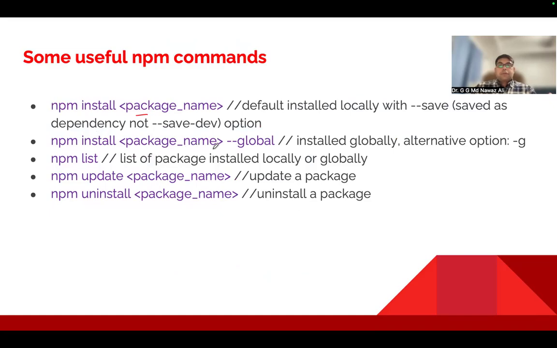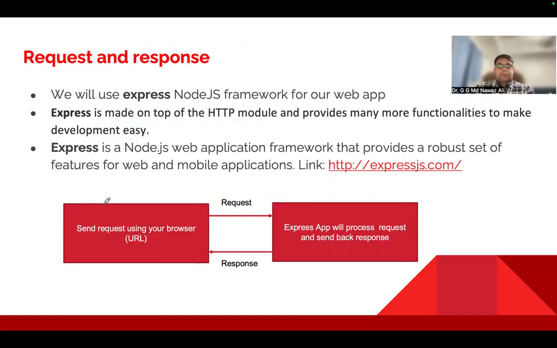If you install globally, that's the global option. You can see what packages you have installed with the npm list command, although you can also see it from the JSON file. If you want to update a package, you write npm update and the package name. If you want to uninstall a package, you write npm uninstall package name. So npm is the Node package manager, which helps you to install, update and delete packages.